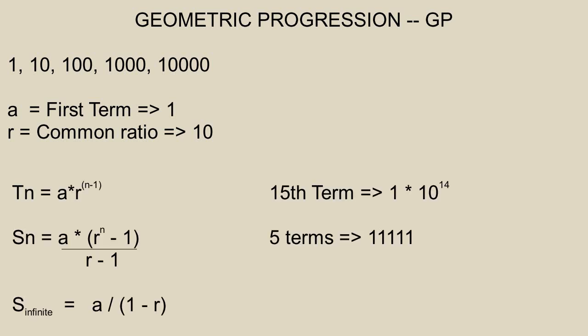Now the nth term, in this case, is a into r to the power of n minus 1, which is again pretty obvious because after the first term we keep on multiplying the ratio, but only after the first term, hence it's n minus 1. Also the summation of this is a bit crooked, so it's basically a into r to the power of n minus 1 by r minus 1.